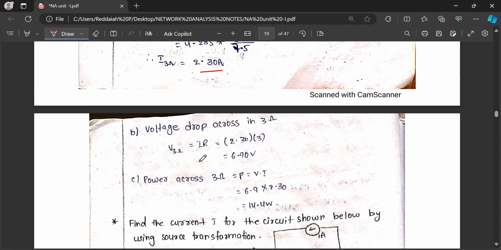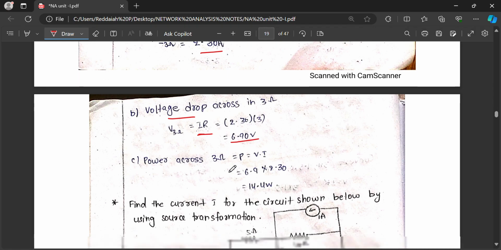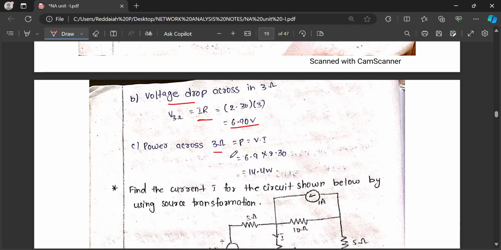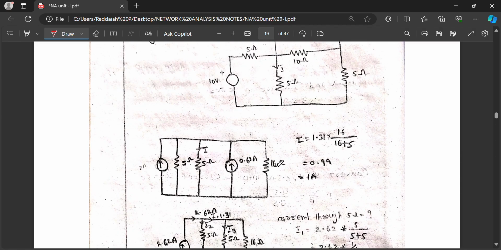The voltage drop across the 3 ohm you can also calculate. V equal to IR, the current in 3 ohm into its resistance. Voltage drop formula is IR. Voltage drop in a DC circuit is IR, whereas in an AC circuit the voltage drop is IZ. Power across the 3 ohm resistance is P equal to V into I or I square R. In DC, P equal to VI, whereas in AC, power is VI into cos phi; the cosine of the angle, or power factor, will be considered.